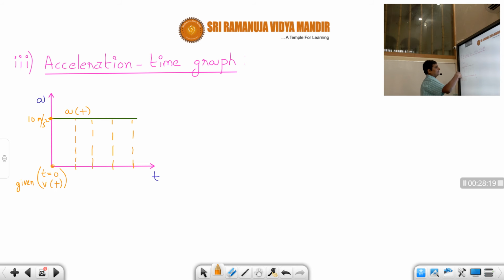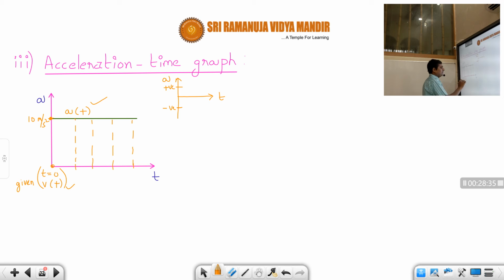Why? Because it is above the time axis, no? If it is below the time axis, acceleration is negative, correct or not, students? Generally this is the time axis. If a is above this one, it is positive. If it is below the time axis, it is negative. It is positive above, correct or not? So here the graph is positive.